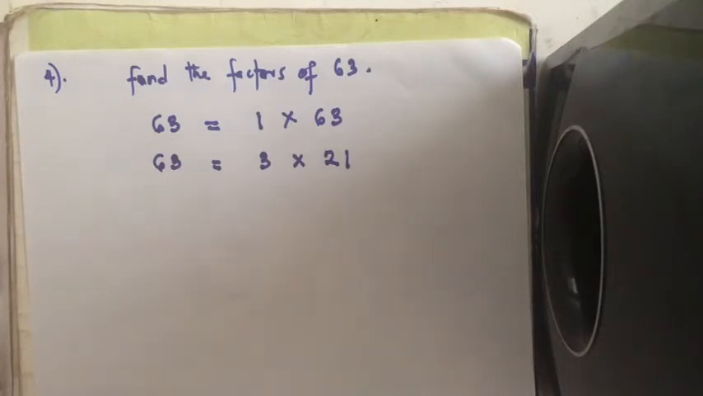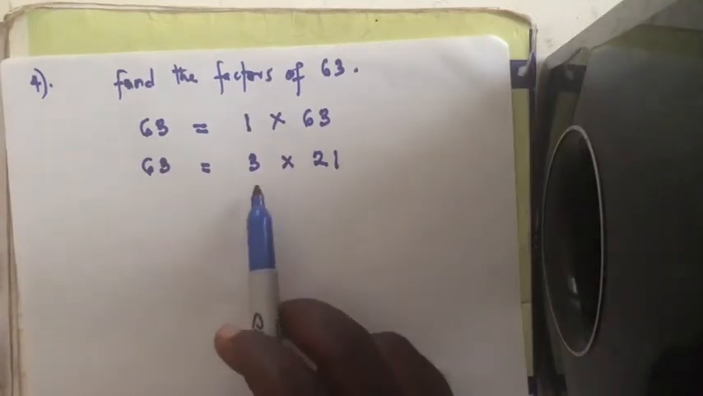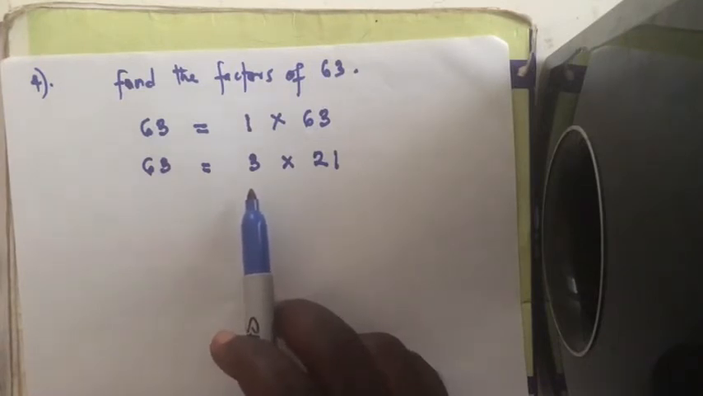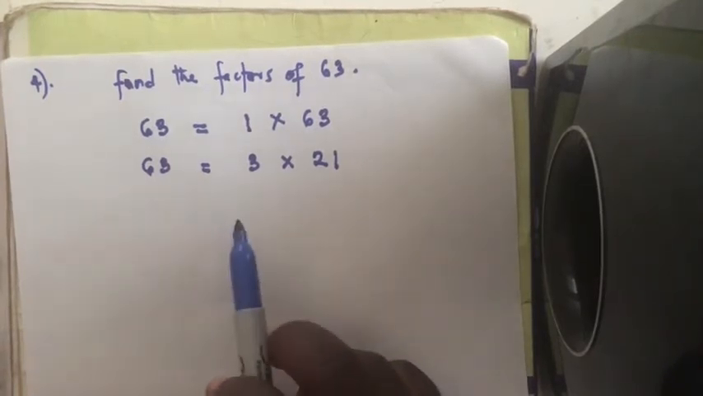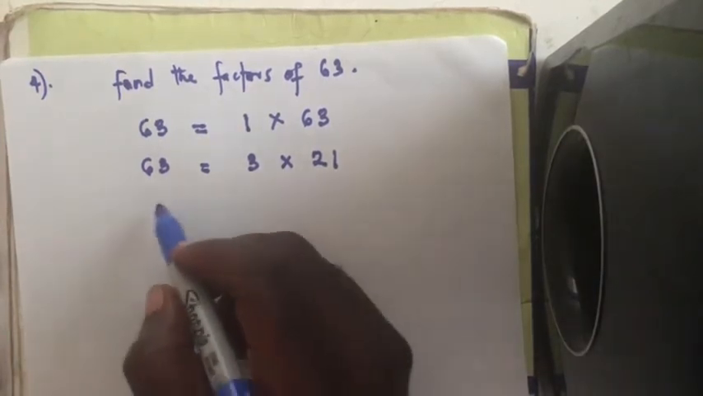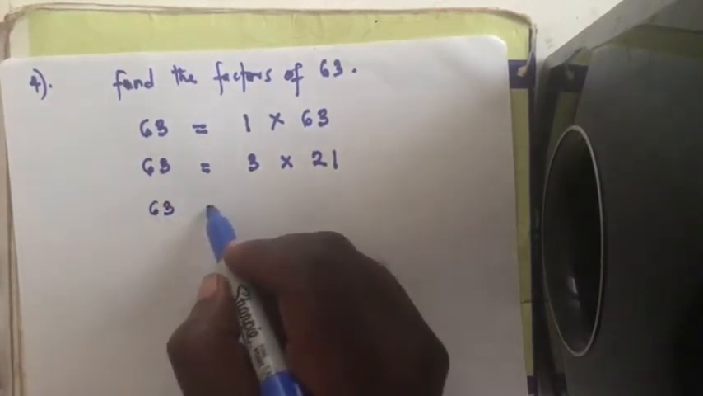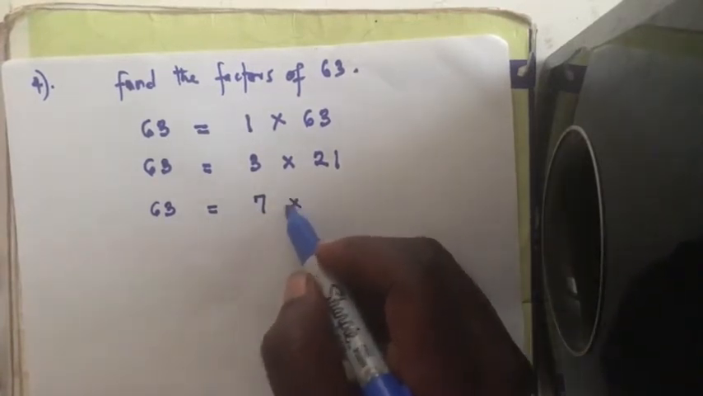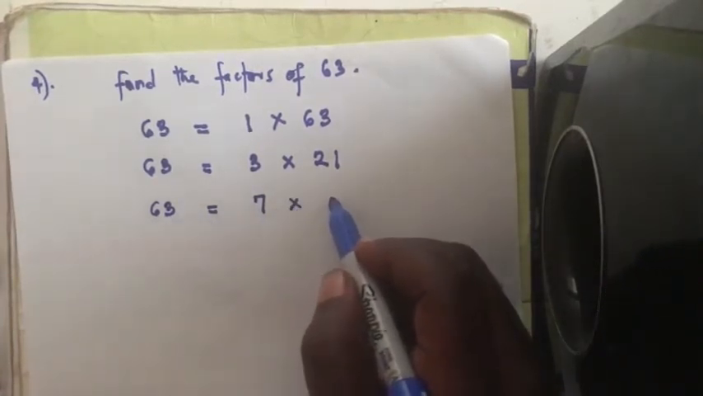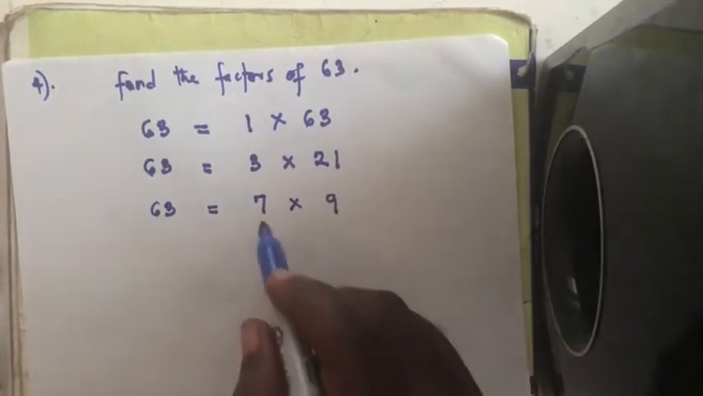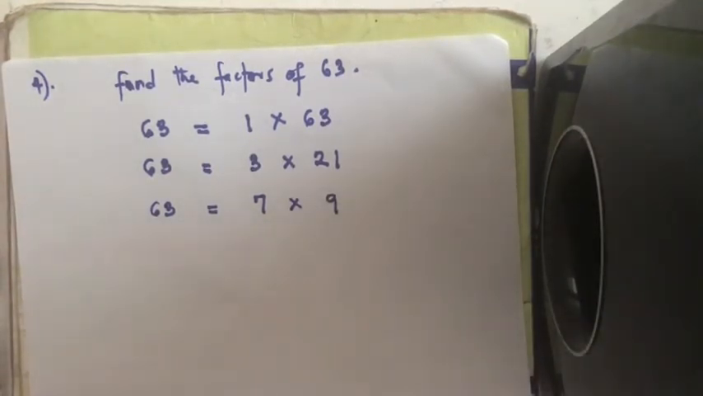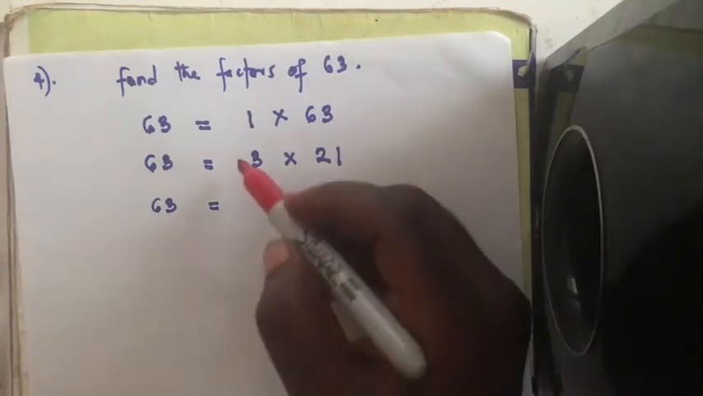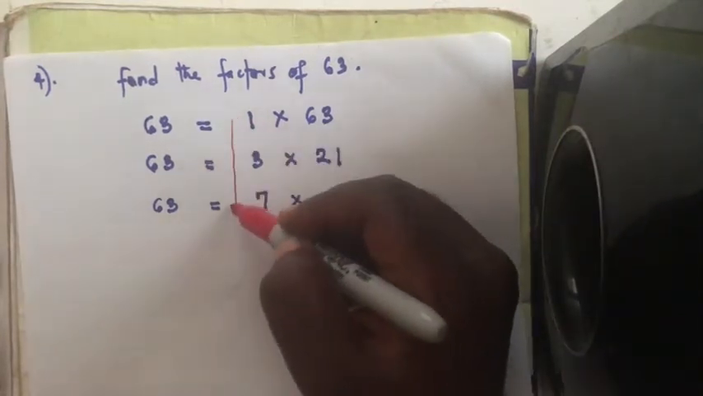What about 5? 5 is not a factor of 63. What about 6? No. 7? Yes. 7 is a factor of 63. So I'm going to write 63 equals 7 times what will give me 63? That is 7 times 9. 7 times 9 will give me 63. So we can now bring this arrowhead downwards.